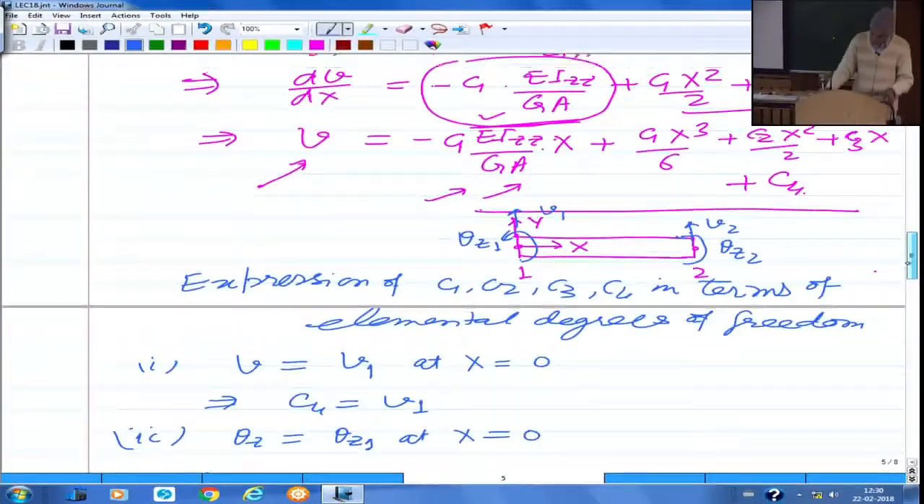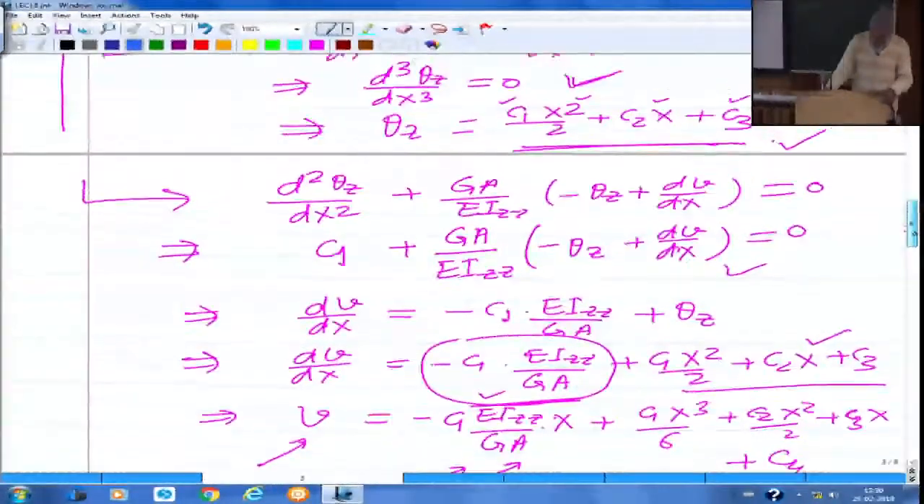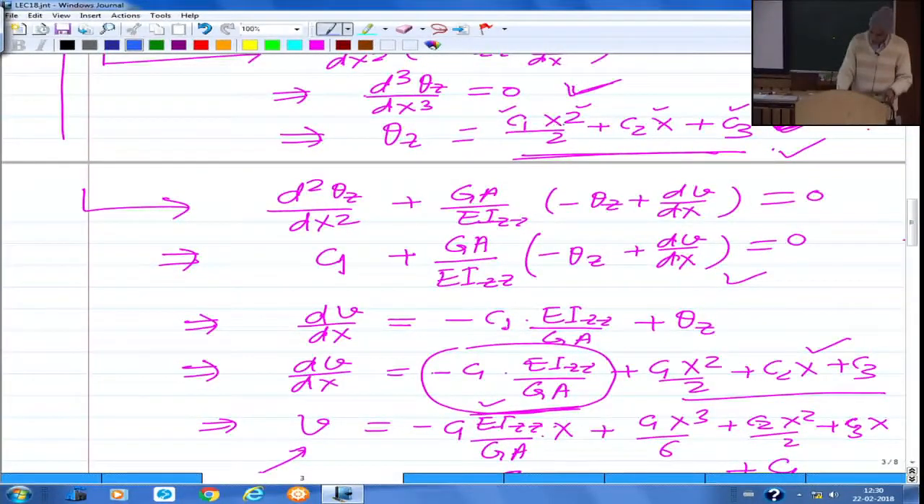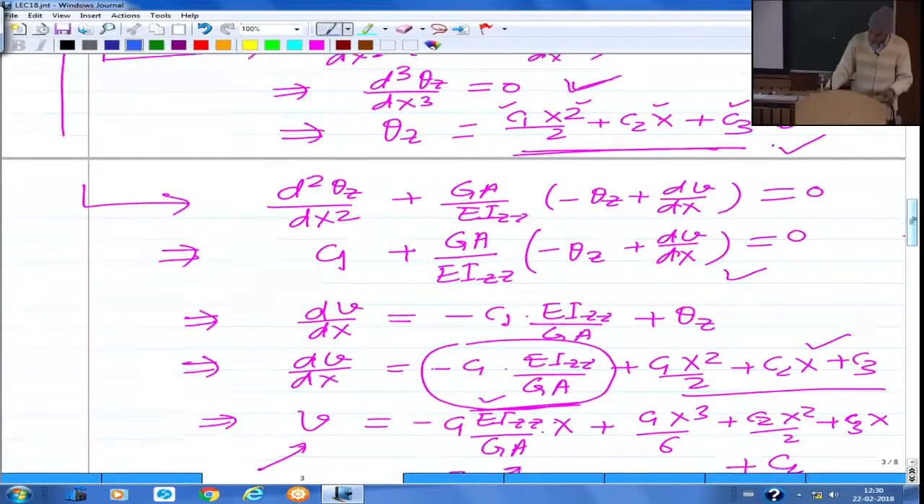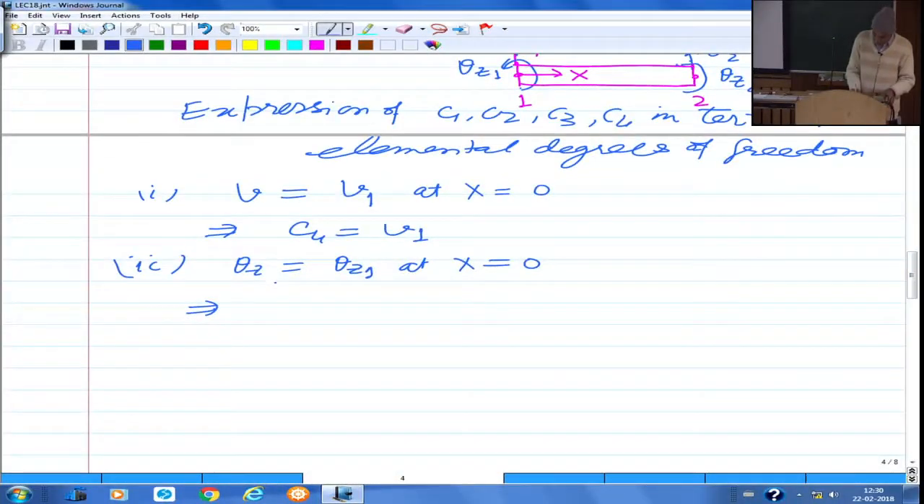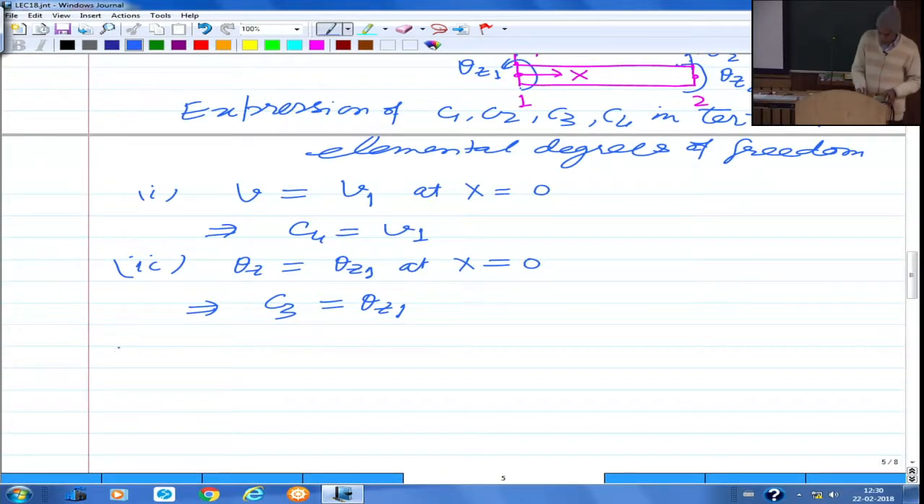So this will then give you C3 equal to theta z1; that means C4 is V1, C3 is theta z1. Then the third condition would be, these are not boundary conditions, but we are just writing the equations to relate the unknown constants and the degrees of freedom, values of the variables at node points, which we did actually earlier. Then the third condition would be V equal to V2 at x is equal to small l.